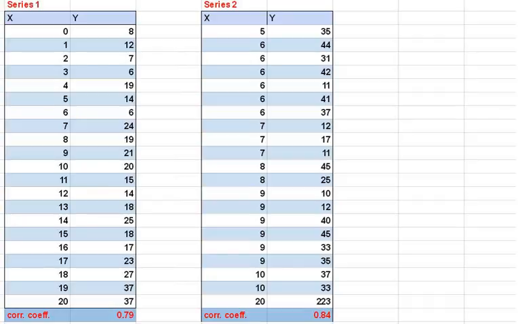So which is the better one? Well, if we just look at the numbers, Series 2, 0.84, looks like it's the better series, and therefore one would give that the highest ranking. And then Series 1 would be lower and given a lower ranking.